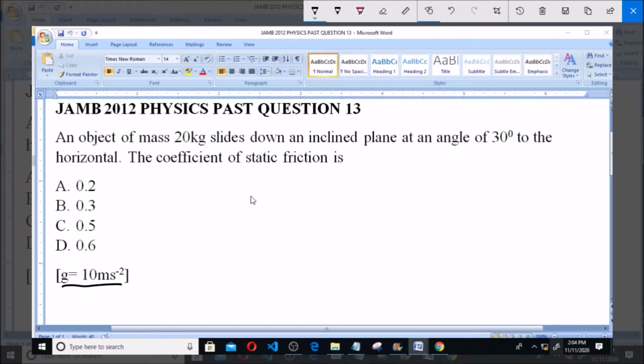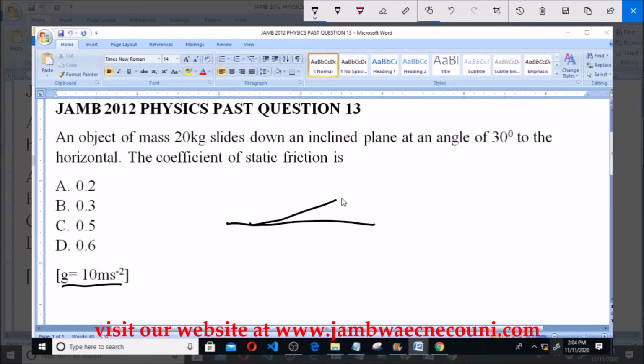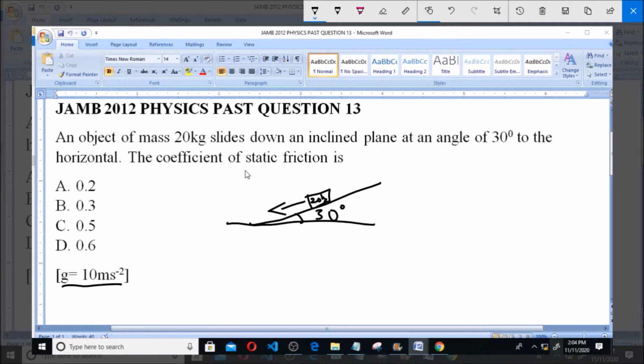So you have something like this, which is the horizontal, and then you have an inclined plane, inclined at an angle of 30 degrees to the horizontal, and you have an object of mass 20 kilogram sliding down this inclined plane. So we're asked, what is the coefficient of static friction?